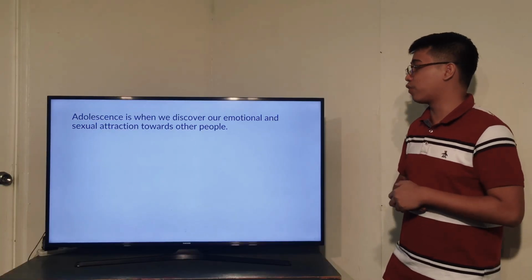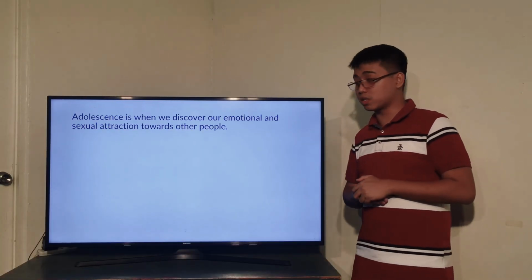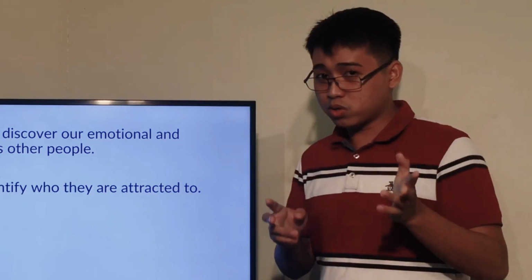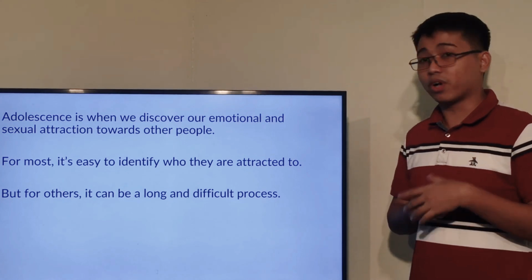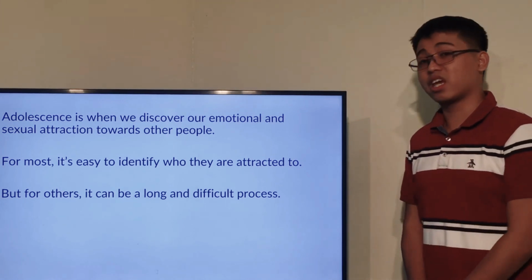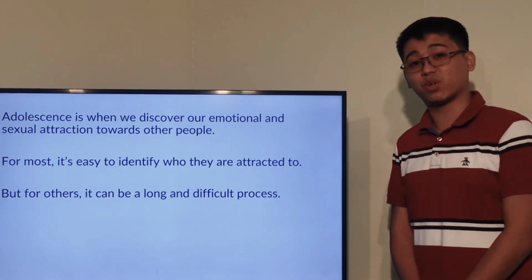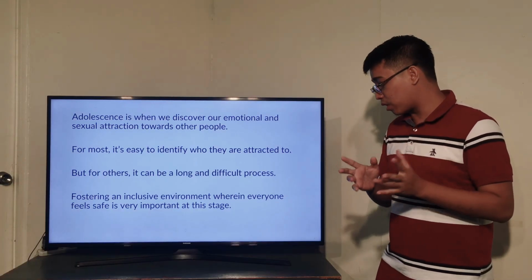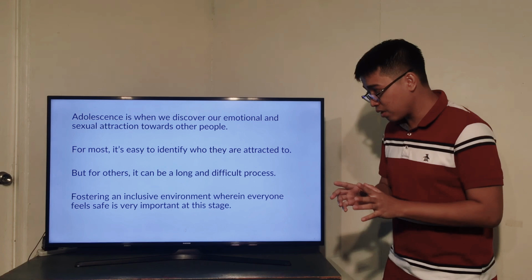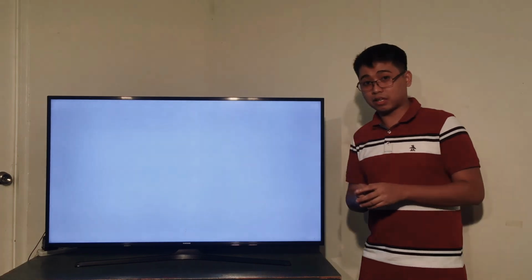Adolescence is when we discover our emotional and sexual attraction towards other people. For most, it's easy to identify who they are attracted to. But for others, it can be a long and difficult process. So, fostering an inclusive environment wherein everyone feels safe is very important at this age.